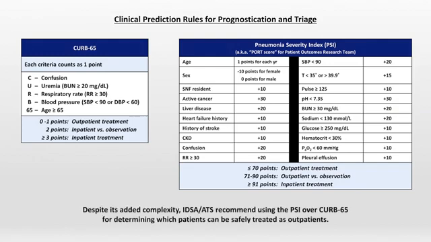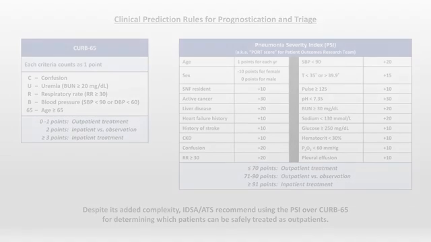Despite its added complexity, the IDSA and ATS recommend using the PSI over CURB-65 for determining which patients can be safely treated as outpatients, while the previous severe pneumonia criteria are best used to determine the appropriateness of an ICU admission. Now, let's discuss antibiotic treatment.